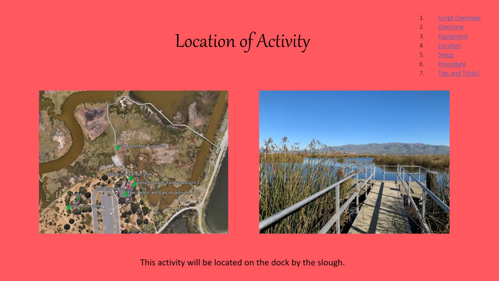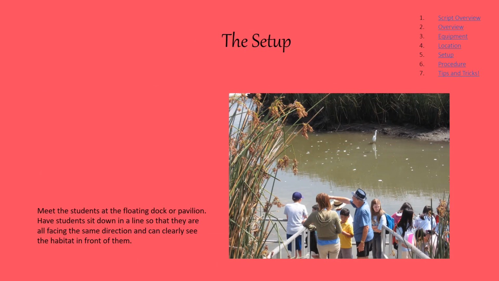This activity will be located on the dock by the slough. Meet the students at the floating dock or pavilion. Have students sit down in a line so that they are all facing the same direction and can clearly see the habitat in front of them.